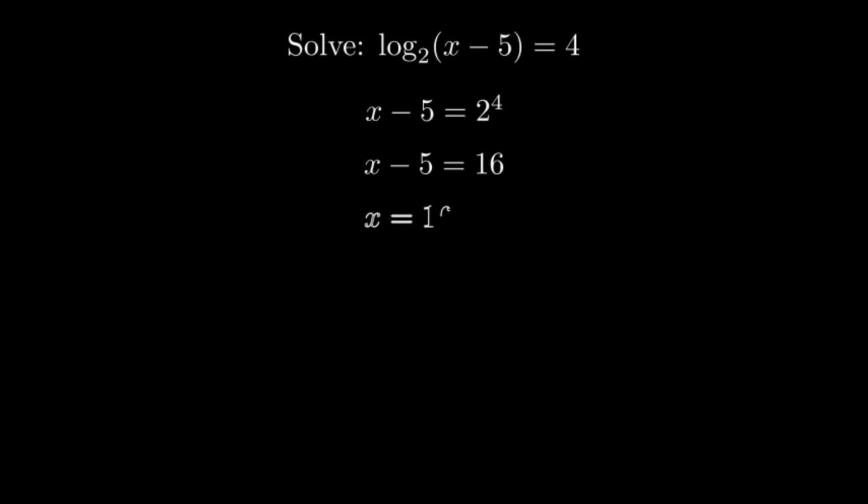Let's solve log base 2 of x minus 5 equals 4. We want to solve log base 2 of the quantity x minus 5 equals 4. Again, we convert from logarithmic form to exponential form. The base is 2, the exponent is 4, and the argument is x minus 5. This gives us the equation x minus 5 equals 2 to the power of 4. First, we evaluate 2 to the power of 4. That's 2 times 2 is 4, times 2 is 8, times 2 is 16. So x minus 5 equals 16. Finally, we add 5 to both sides to get x equals 21.